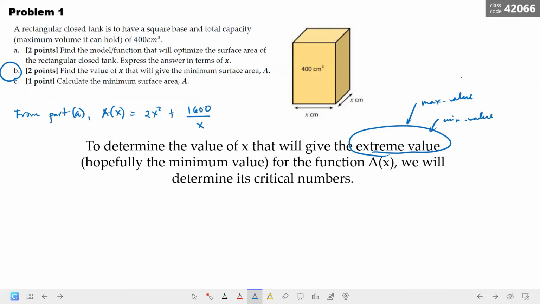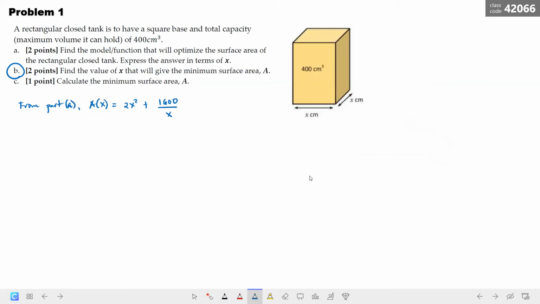But we know that the value of x that will give such extreme value will be found or located at the critical points, wherein their x coordinates are called the critical numbers. So how do we find the critical numbers? To find the critical numbers, all we have to do is to let the derivative of the function that we identified equal to 0 and solve for x. Such that, again, A prime of x is 0 or does not exist.